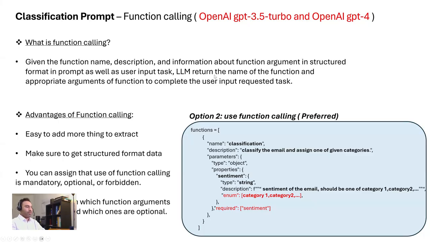And also you can assign which function arguments are mandatory to extract or to return. Here on the right you can see that I assigned the sentiment variable as required. And also you can see that when I describe the sentiment argument, I provided the enum, which lists the possible values this variable can take. When you do classification, you need to provide the possible classes, and here you can put all possible classes, and the sentiment should be one of them.